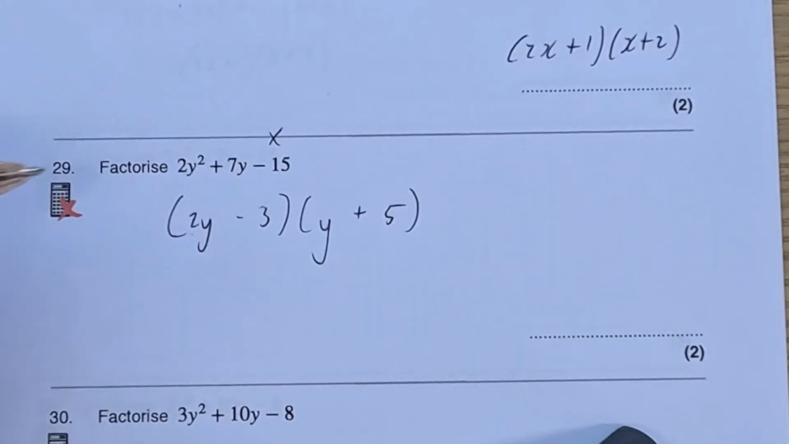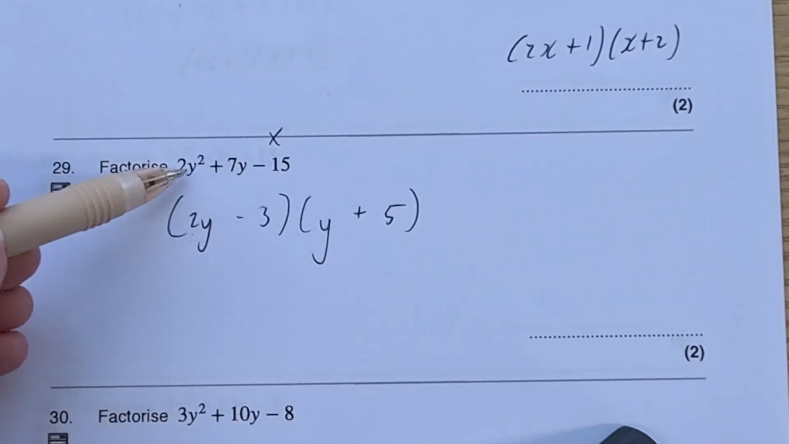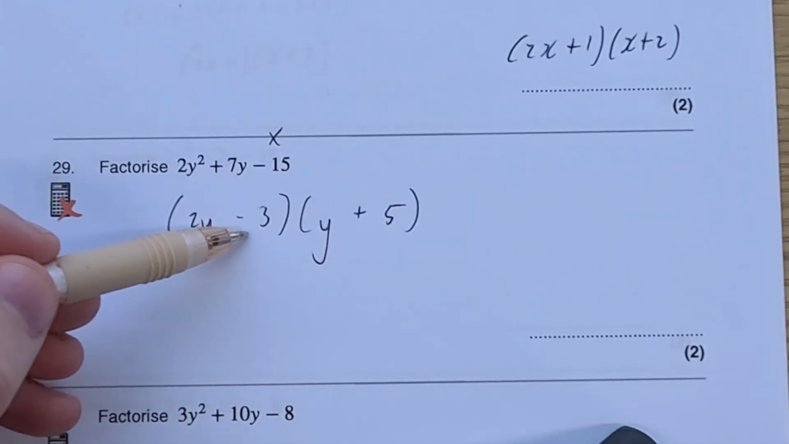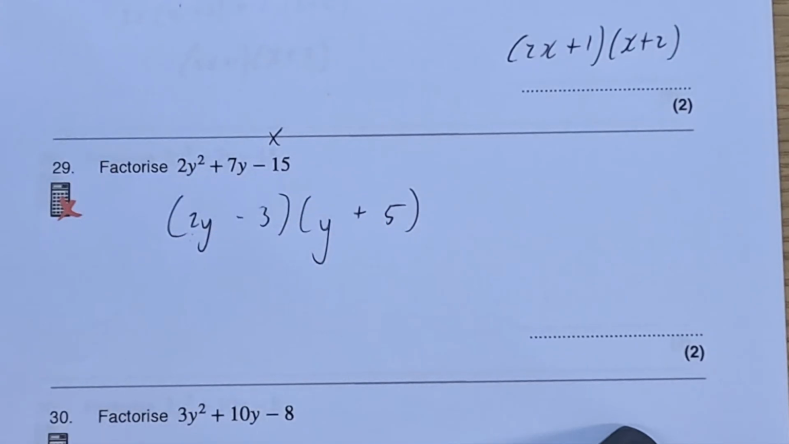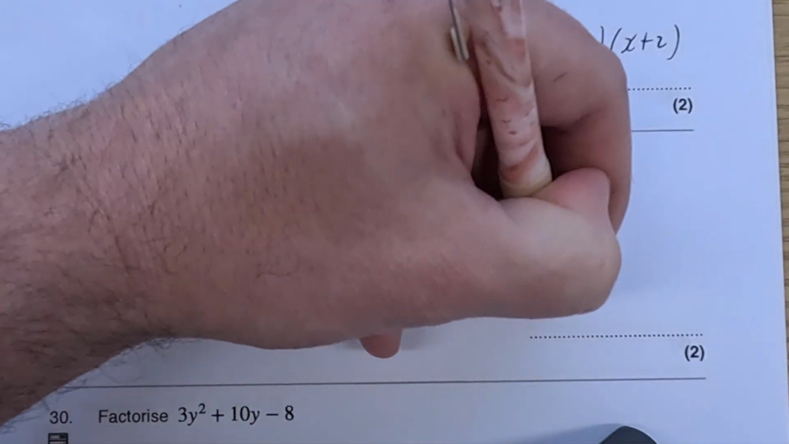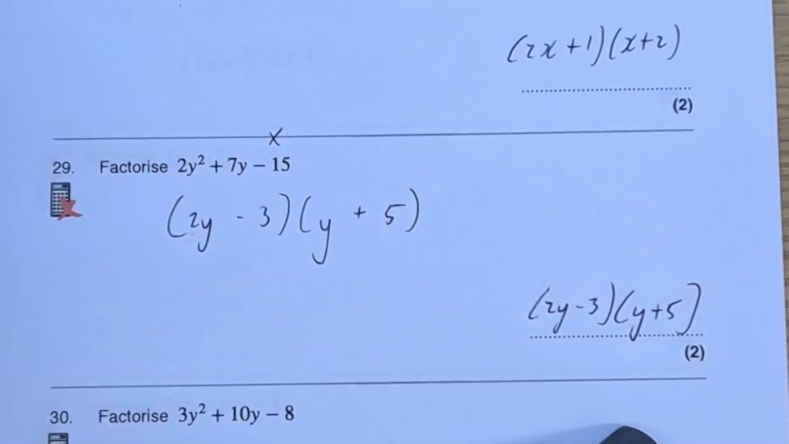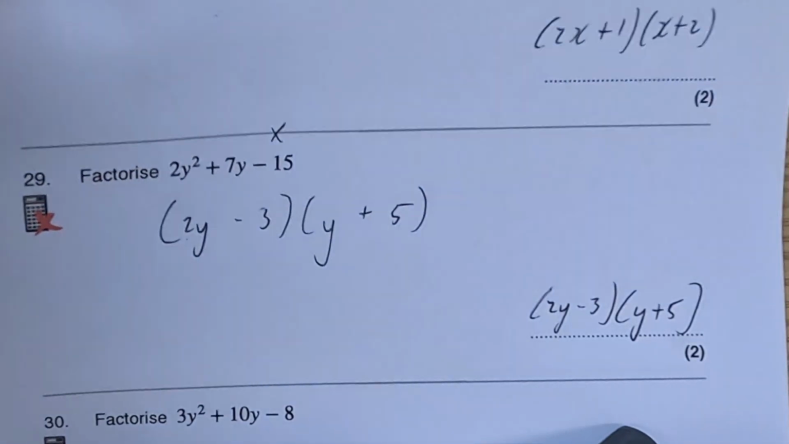So let's just check that. 2y times y would be 2y squared. 2y times 5 is 10y's. Take away 3y's is 7y's. And then we've got our minus 15 on the end. So that's it done. 2y minus 3, and then in brackets y plus 5. And that's it. And I do like that inspection technique. That's the approach that I would typically use. But if you use the split in the middle technique, let's have a look at that now.